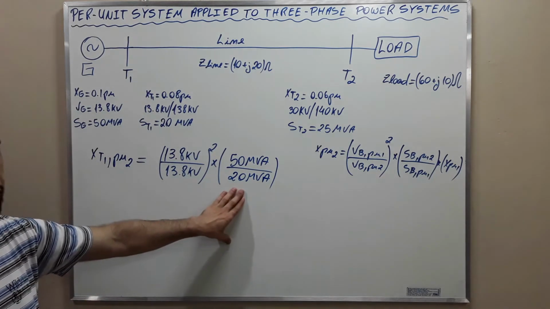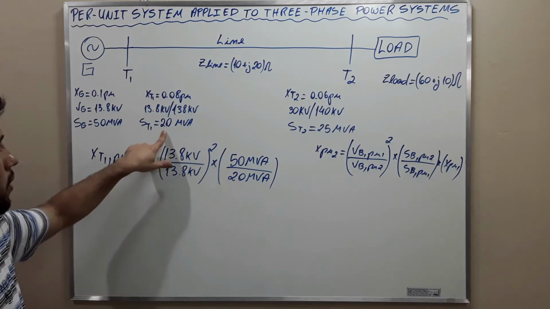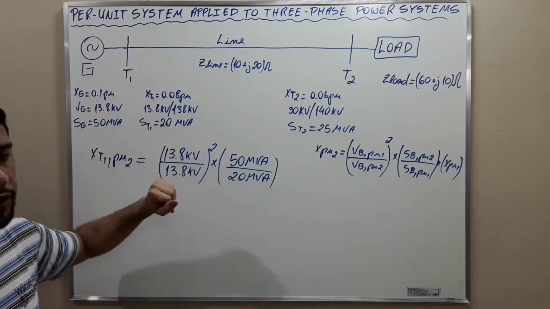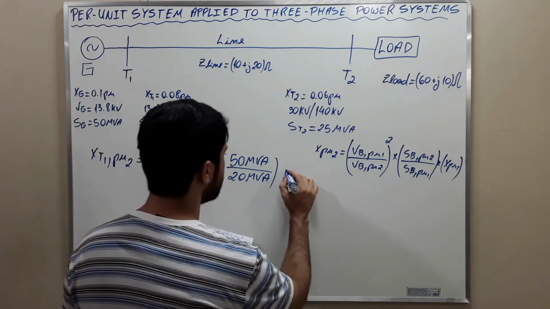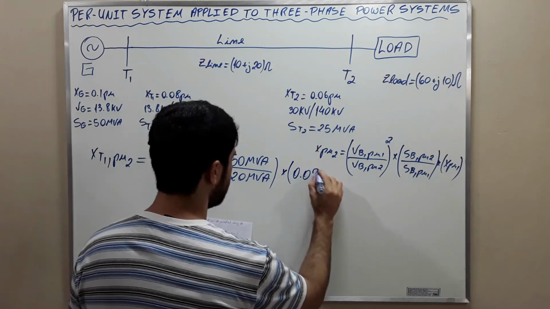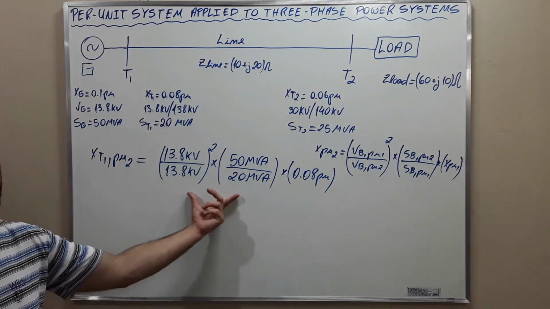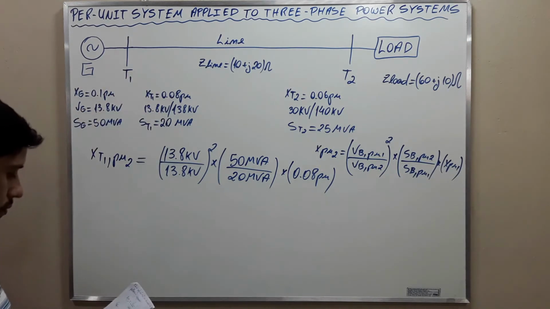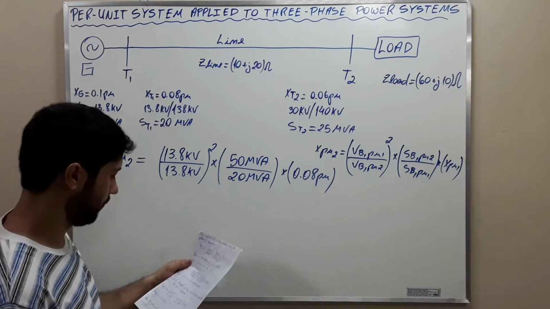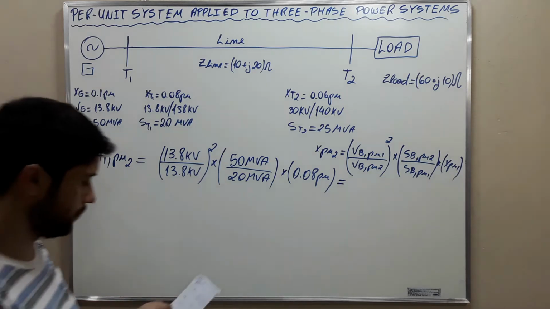Nevertheless, we are adjusting the apparent power because in the per unit system 1 it is 20, but in the per unit system 2 that we're using it is 50 MVA. This is an expression that we're going to use to adjust this value here. And then we find that it is equal to 0.2.